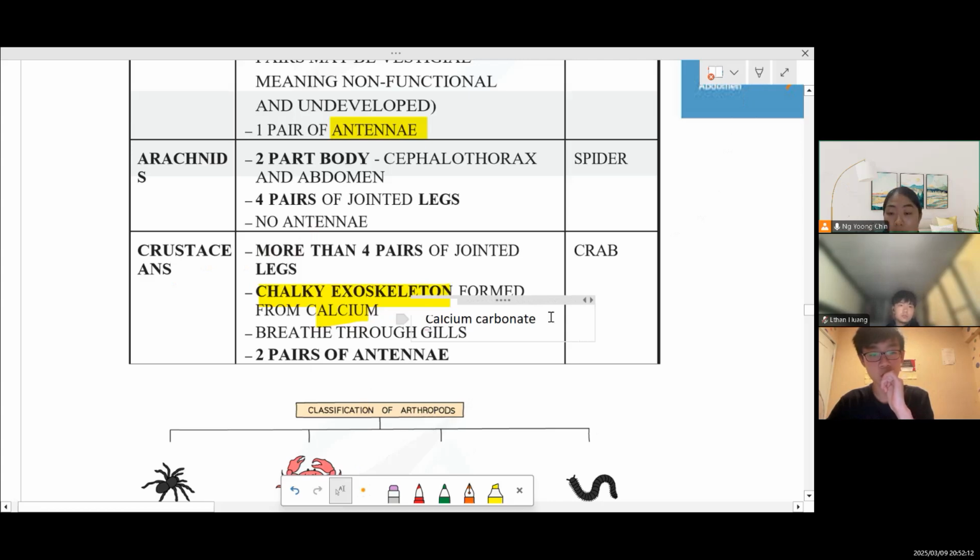So you know some of the shell from the crabs can be reused. They will grind the shell from those crustaceans into a powder, so it will be a great source of calcium because they are made out of calcium carbonate. So usually there are more than 4 pairs of jointed legs. For example, maybe they have 5 pairs.